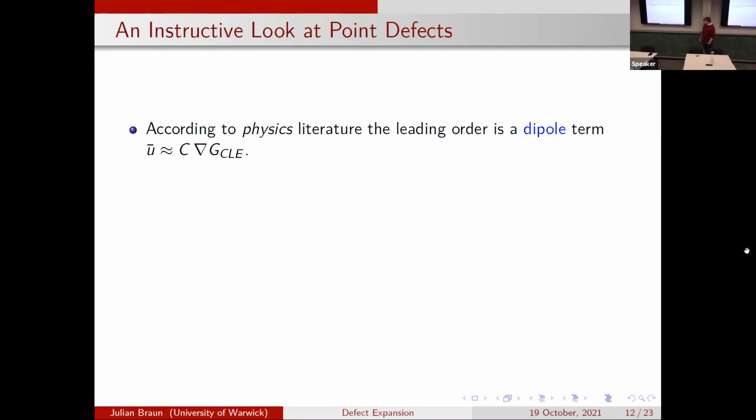And if you look at physics literature, they will tell you the highest order, the leading order, is actually a gradient of a Green's function times some constants. And those constants are called the elastic dipole tensor. Usually, if you read this in physics literature, it will all be formulated in terms of continuum theories, because they don't really do these fully atomistic models for this. But if you want to do higher orders, you need to do atomistic models. You will not get any accuracy with continuum.